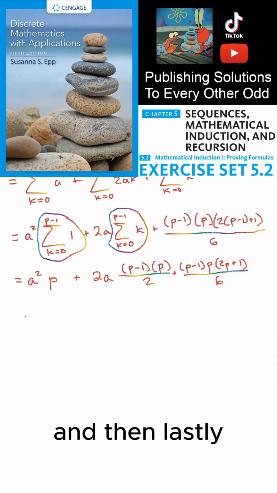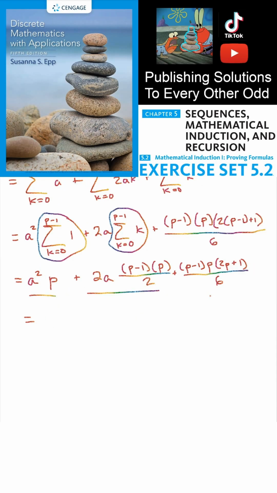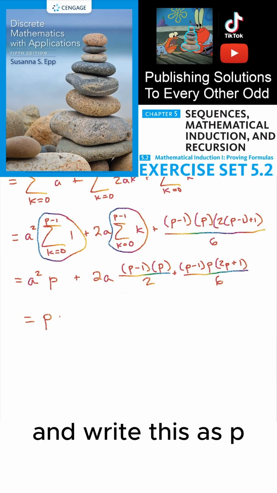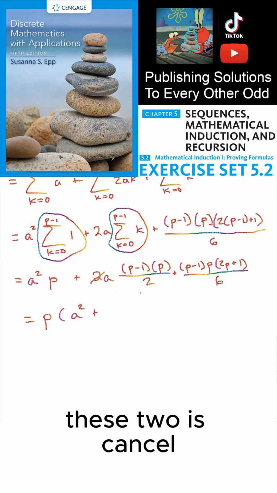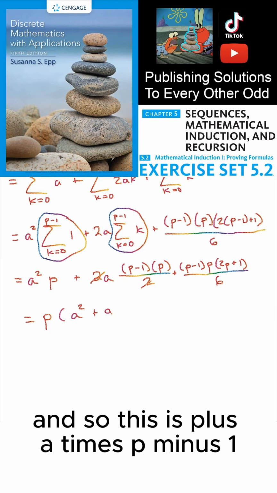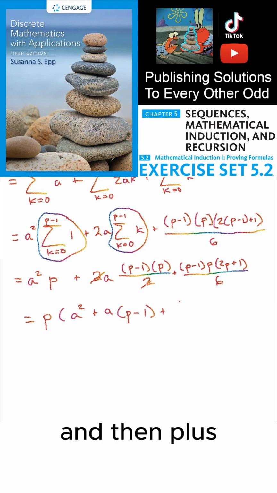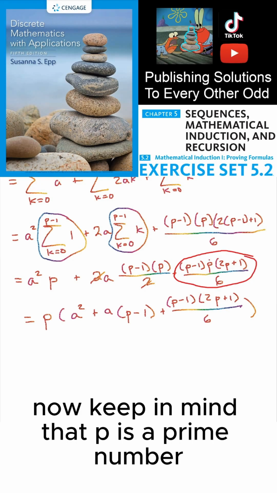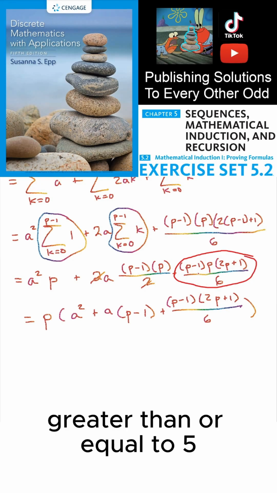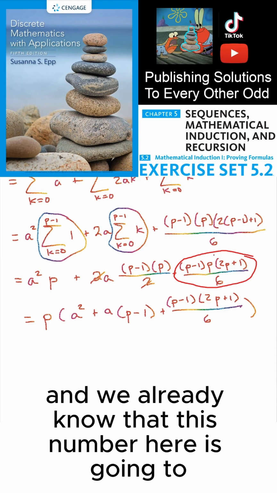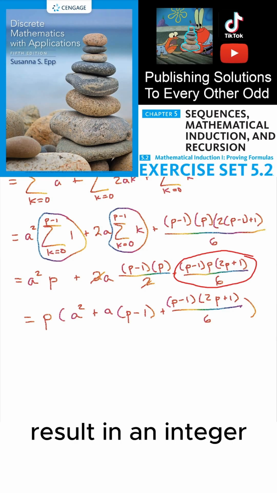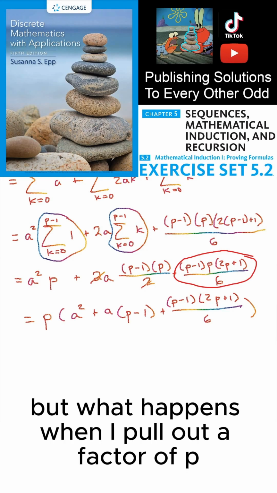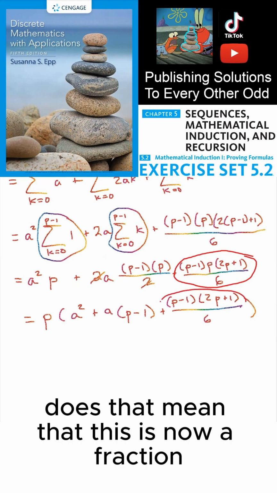And then lastly, we can factor out a p from each of these 3 terms and write this as p times a squared. These 2's cancel, and so this is plus a times (p minus 1). And then plus, this is going to be (p minus 1) times (2p plus 1) all over 6. Now keep in mind that p is a prime number greater than or equal to 5. And we already know that this number here is going to result in an integer. But what happens when I pull out a factor of p? Does that mean that this is now a fraction?